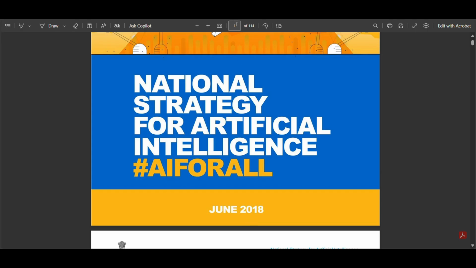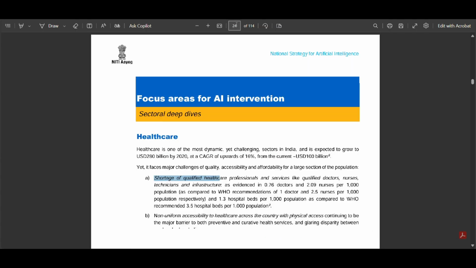If we move to page 24, it talks about healthcare, where AI intervention is the main focus.